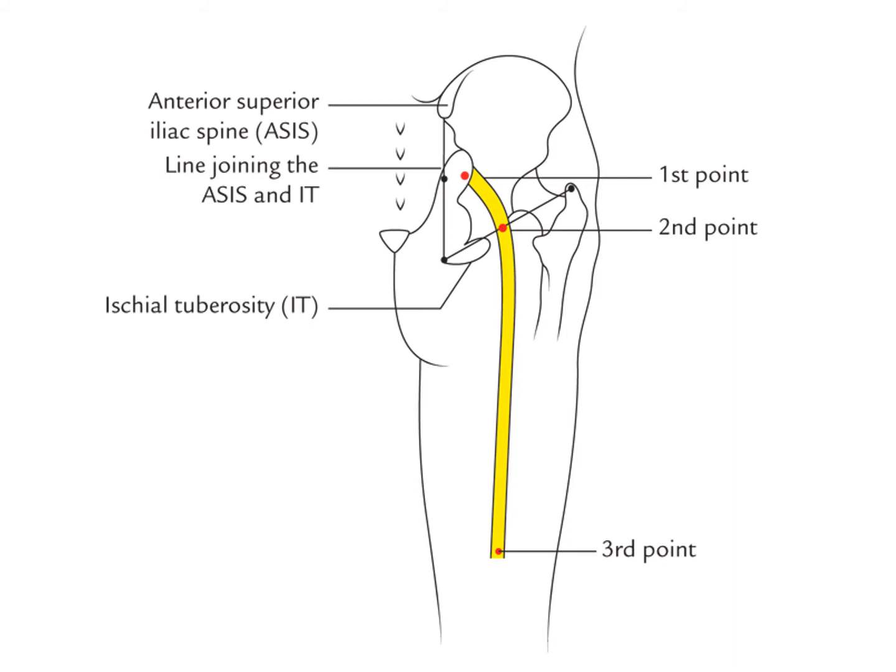The line joining the anterior superior iliac spine and the ischial tuberosity, that is IT, the ischial tuberosity. The first and second points lie on the line joining the anterior superior iliac spine and the ischial tuberosity, and the third one is the ischial tuberosity, with the first and second points in between at the greater trochanter of the femur. So in this triangle, there is the formation of the inclination of the sciatic nerve.